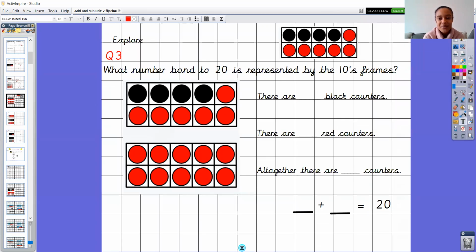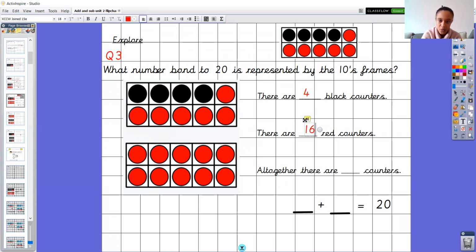Brilliant, okay, Year 1. So how many black counters are there? Let's count them together. 1, 2, 3, 4. There are 4 black counters. There are something red counters. Now again, let's put that number 10 in our head instead of counting them all. We practiced this yesterday, we practice it all the time. There's 10 counters here. Let's count on from 10 and count the rest of the red counters. So show me 10 and pop it in your head. 10, 11, 12, 13, 14, 15, 16. So there are 16 red counters.